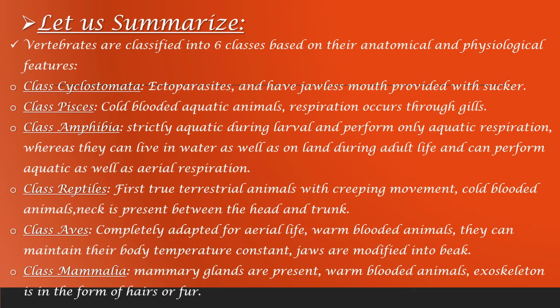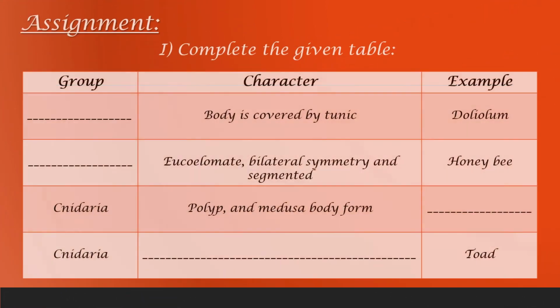Now students, here is an assignment for you all. You have to complete the given table. In this table, you are supposed to tell the group, character and the example for the information given. The first is you have to identify the group, and the character given is body is covered by tunic and the example is Doliolum. So which group does it belong to? Yes, Urochordata.